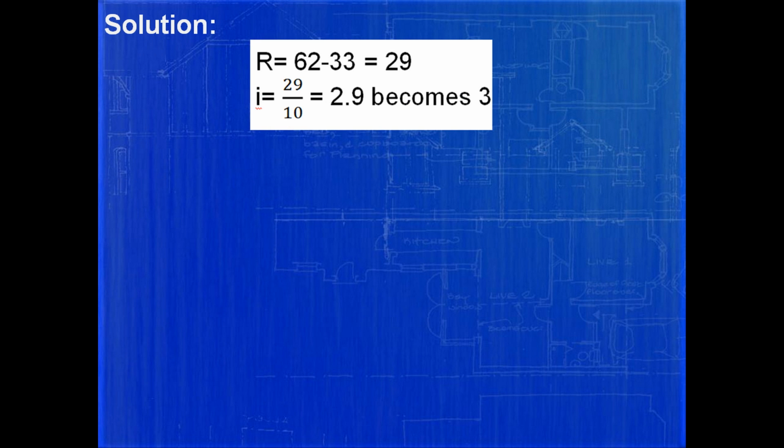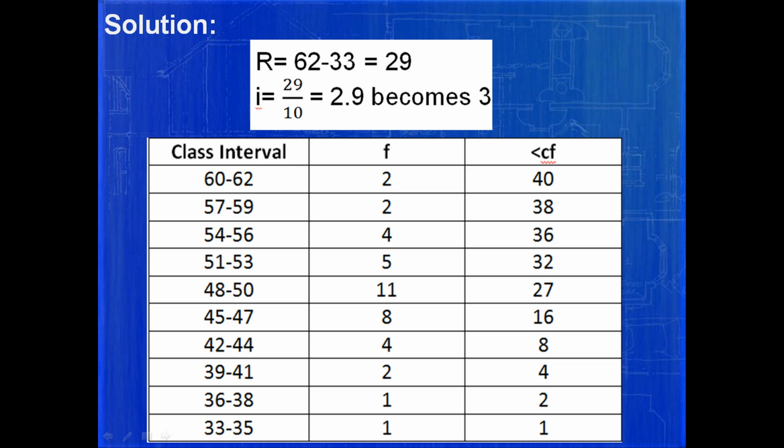So your time is up. You can now give your answers to the person beside you. But please listen first before checking because I will give you time to check your classmates' work. In this data, my interval is 3, since I subtracted the highest value, which is 62, from its lowest value, which is 33, following the formula of the range, and divide it by the number of class intervals. So I used 10. I have now the table.